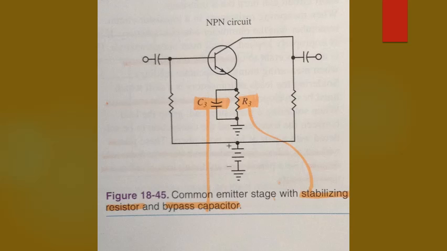C3 is a bypass capacitor that prevents degeneration and loss of gain. Another method of preventing thermal overheating is through the use of heat sinks. Heat sinks are large pieces of metal, usually with thin fins, that absorb and disperse heat that is generated in a transistor. See figure 18-46.